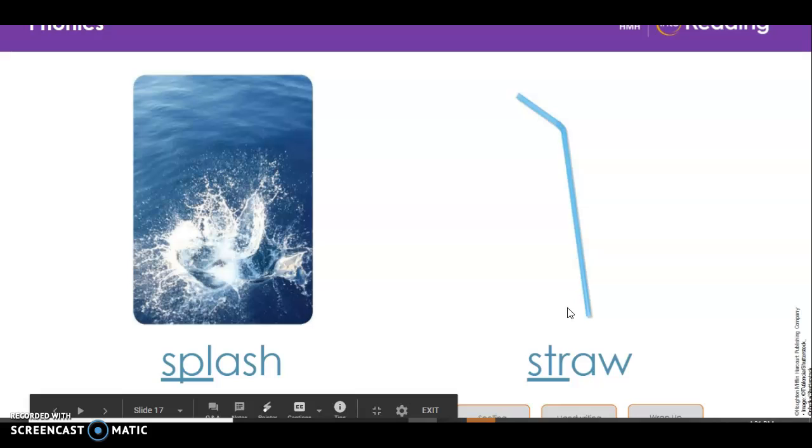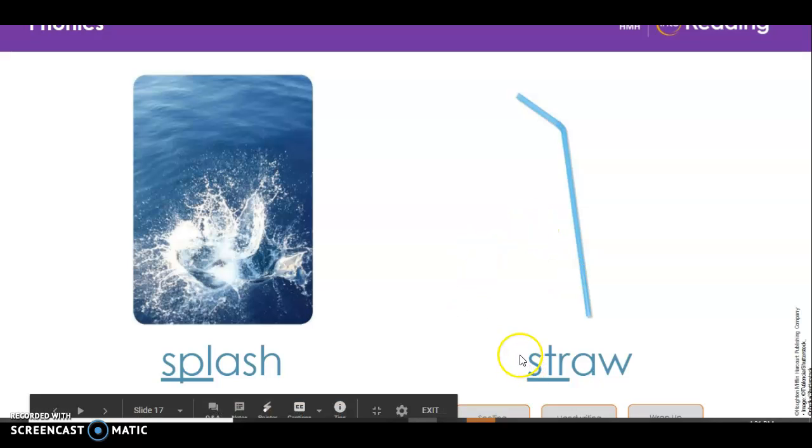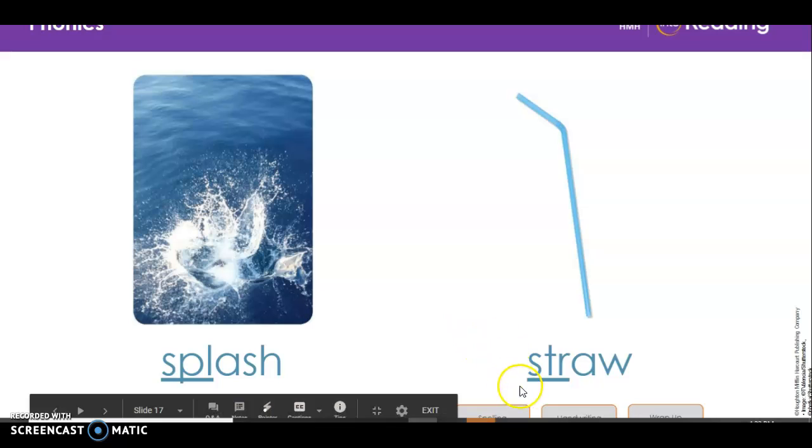The picture on the right is for straw. This is a straw. I hear three consonant sounds at the beginning of straw. Listen. Straw, str. Say the picture name and the S blend with me. Straw, str.